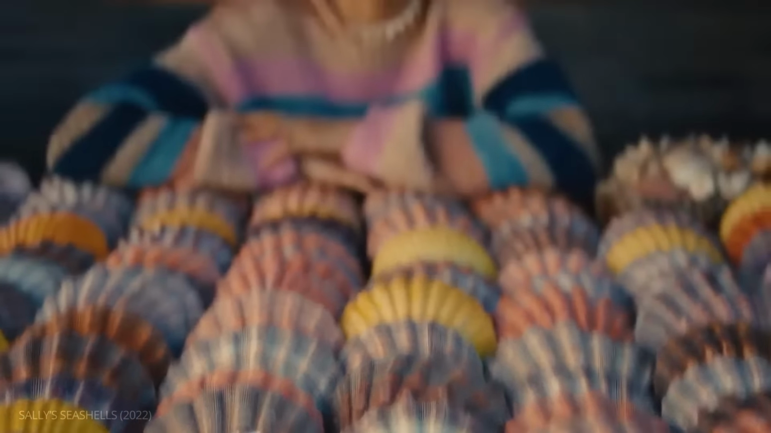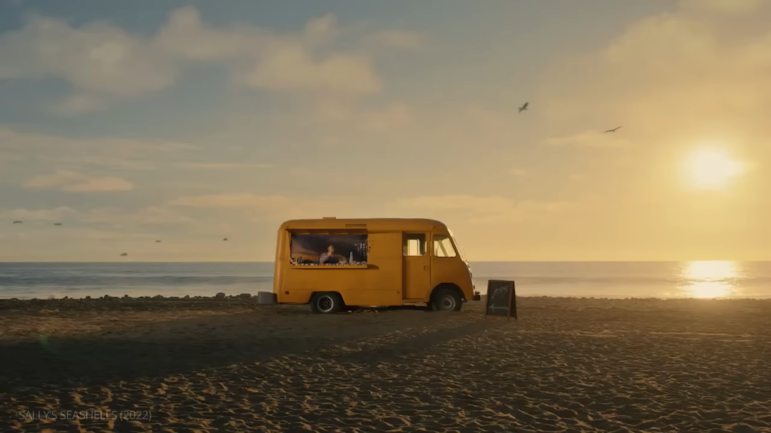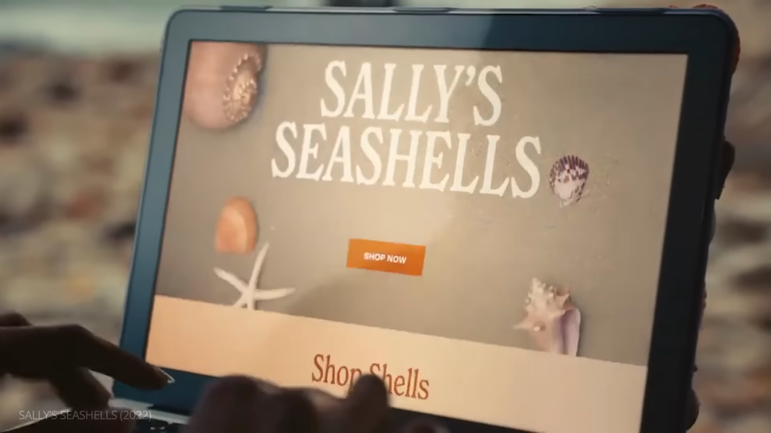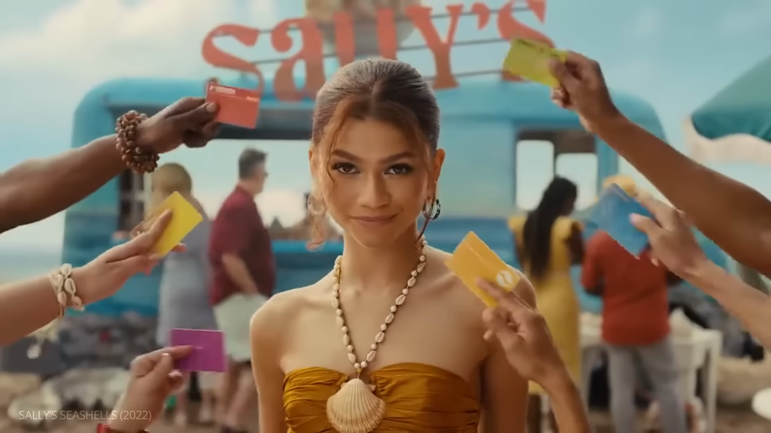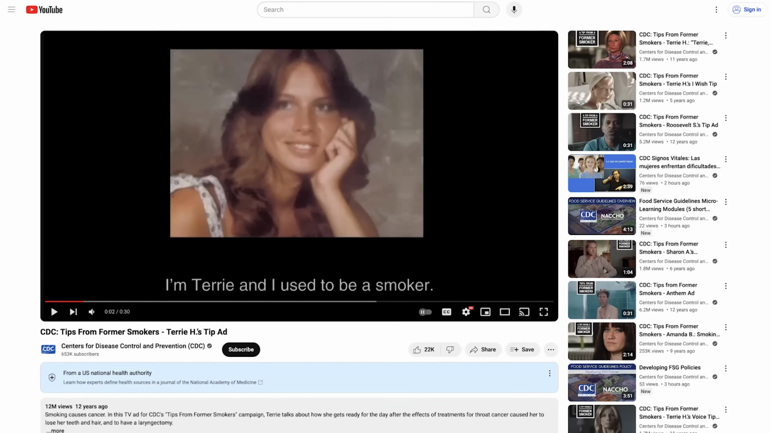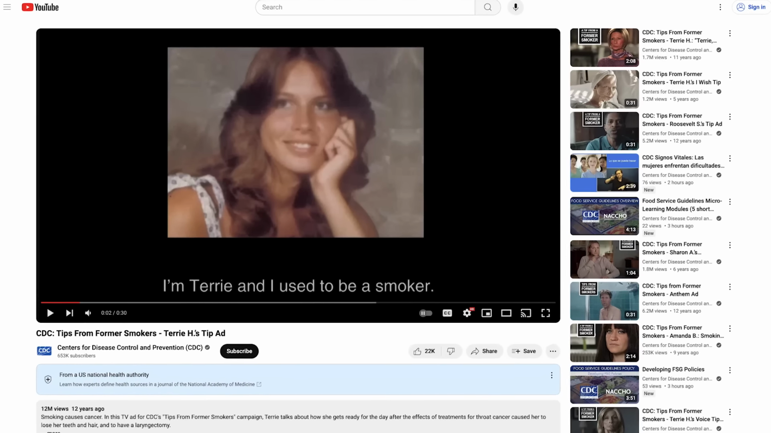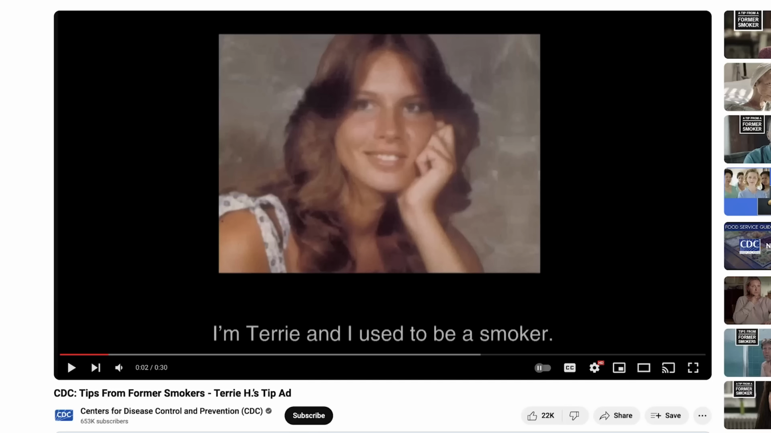The rhetorical triangle is perhaps most brazenly used in commercials, which need to persuade an audience extremely efficiently. A viewer needs to understand the message and why they should buy into it. An especially effective use of ethos, pathos, and logos can be found in this anti-smoking ad from the CDC.